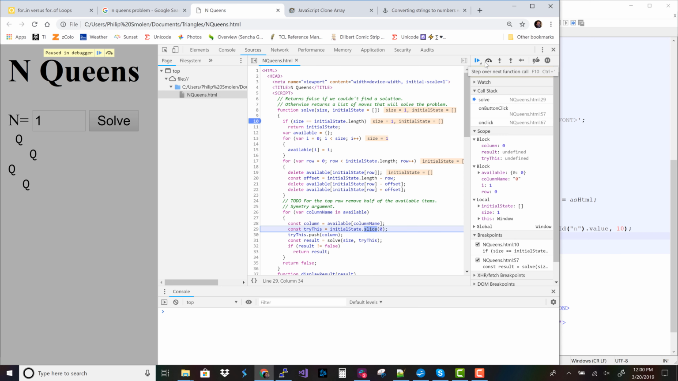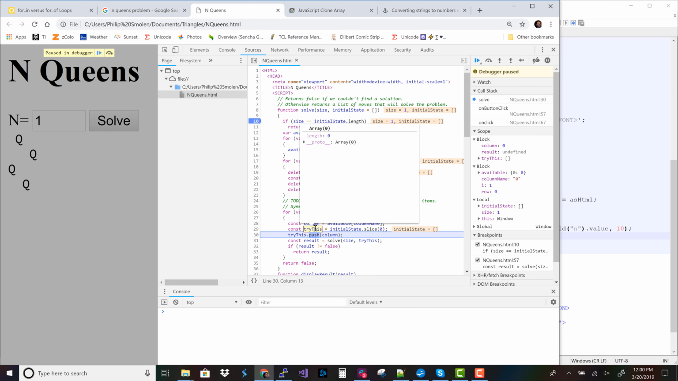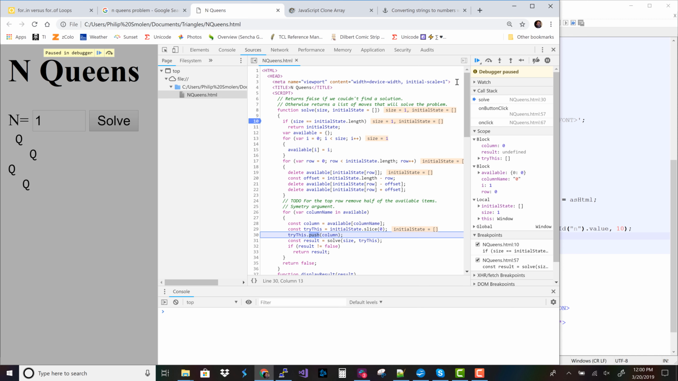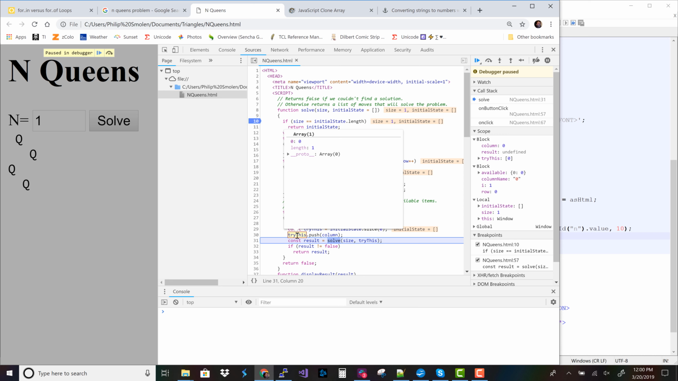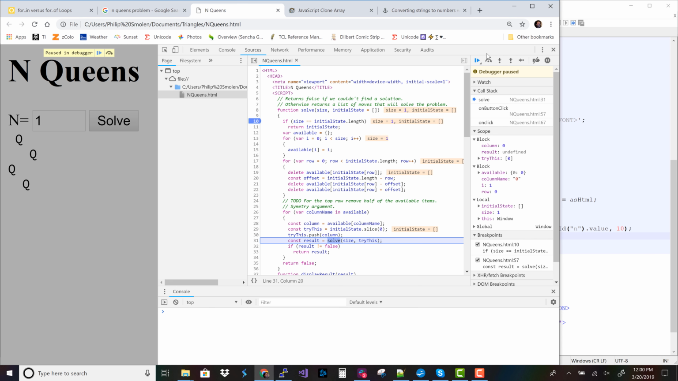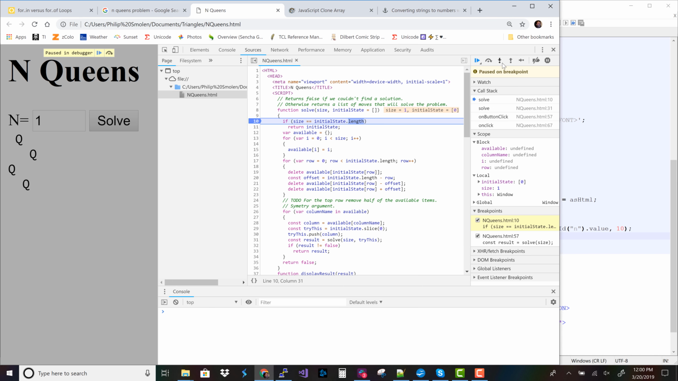Okay, so step over one more time. And again, our input is, oh no, one more time. So try this is the list containing just the value 0. And that sounds like a winning solution. Okay, so step into. So now we're recursively into solve. Again, we still have the same word size of 1, but we have a list of moves, one move.